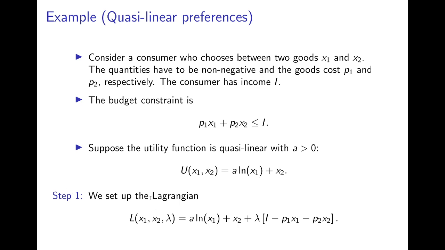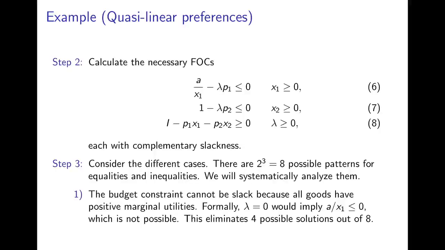So we set up the Lagrangian first. That depends on consumption of x1, x2, and the Lagrange multiplier. Here we have the utility function, so the objective function from here. Then we have lambda times the constraint, where we have the right-hand side here and the left-hand side here with a negative sign. In step 2, we calculate again the necessary first order conditions for an optimum.